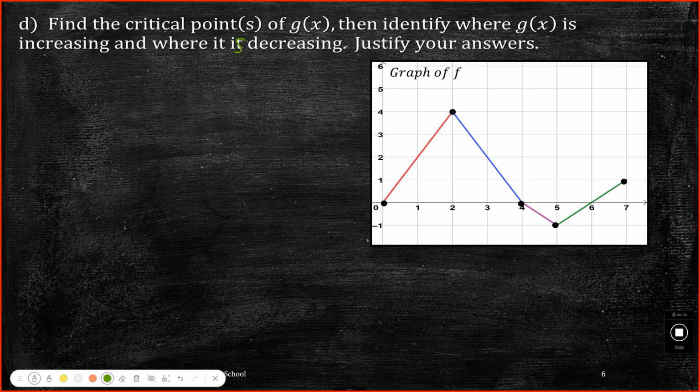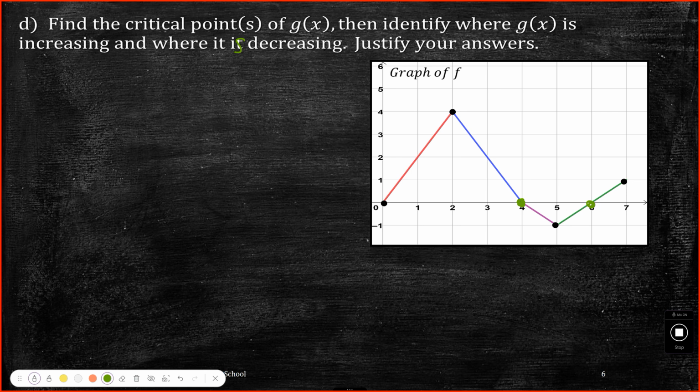Find the critical points of g of x. Then identify where g of x is increasing. Where are the critical points? x equals 4 and x equals 6. Okay.